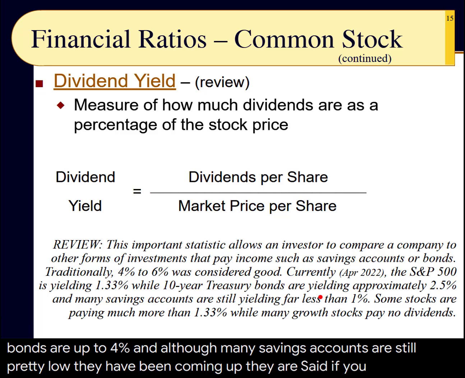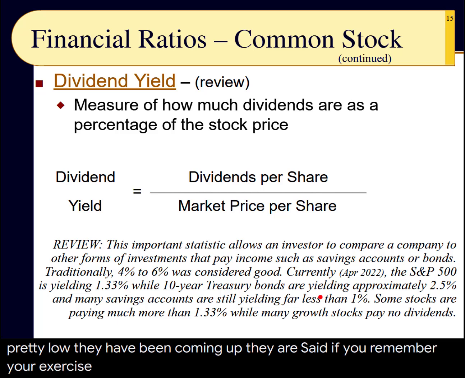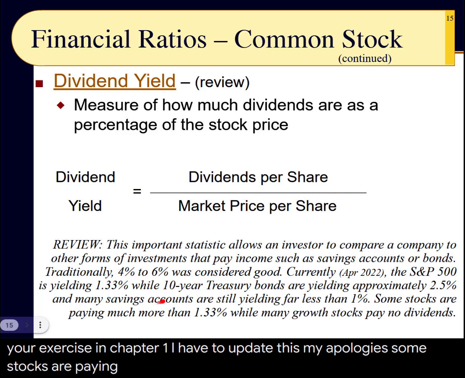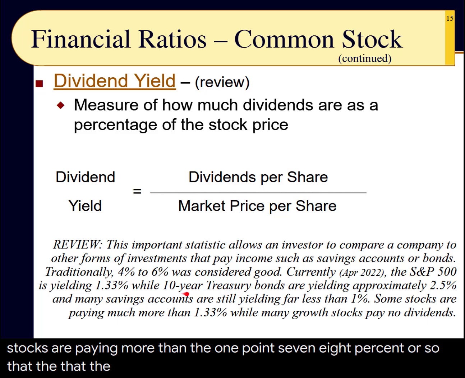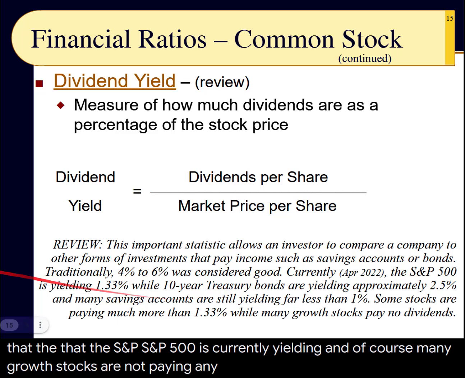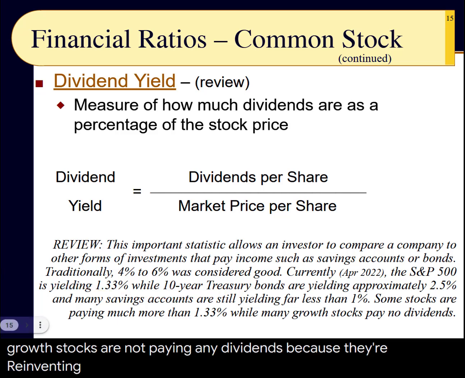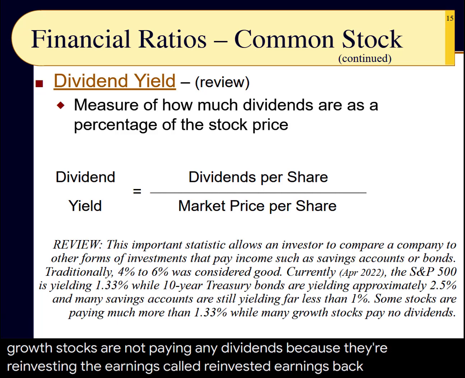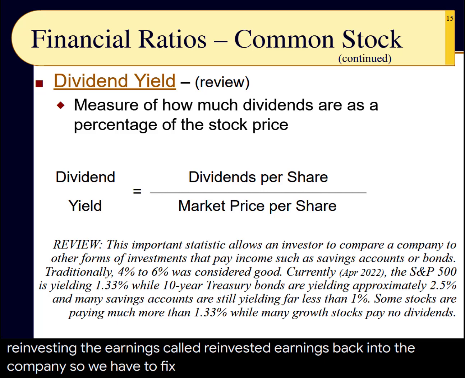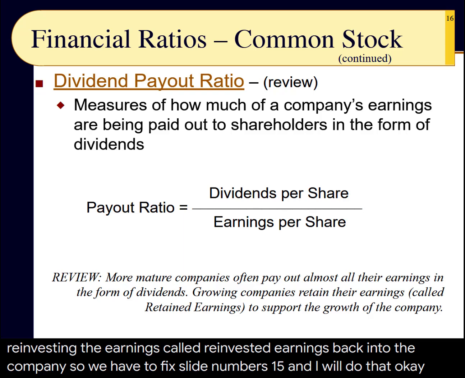If you remember your exercise in Chapter 1, I have to update this. My apologies. Some stocks are paying more than the 1.78% or so that the S&P 500 is currently yielding. And of course, many growth stocks are not paying any dividends because they're reinvesting the earnings, called reinvested earnings, back into the company. So we have to fix slide number 15, Frank. I will do that. Okay, slide 16.